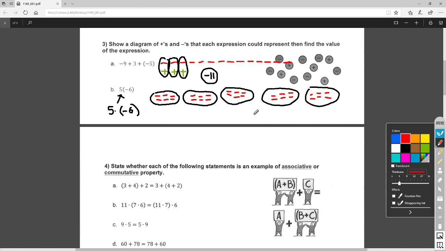All right, and then you count up how many negatives you have. Or remember, this is multiplication. So if you know what 5 times 6 is, you can see that you have 30, and they are not 30 positives, they are 30 negatives. So your answer would be negative 30.